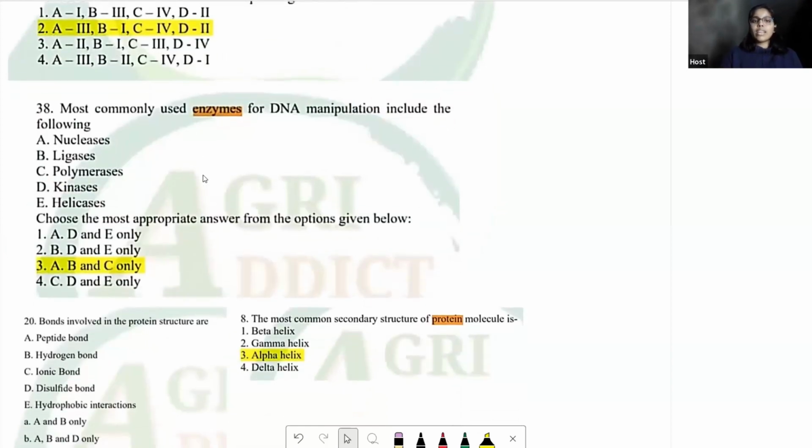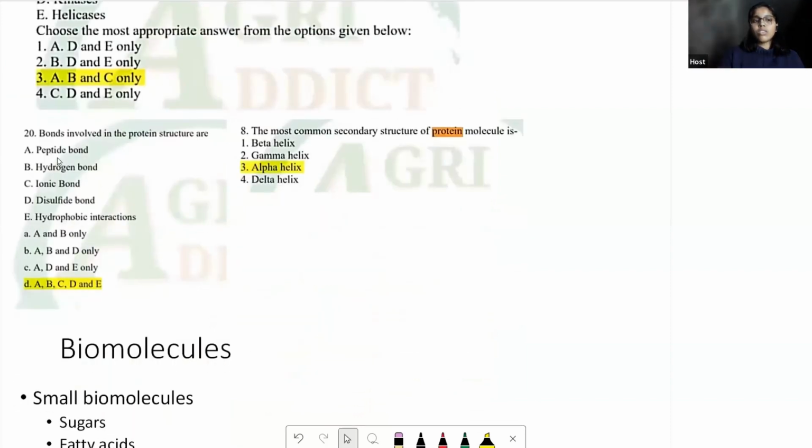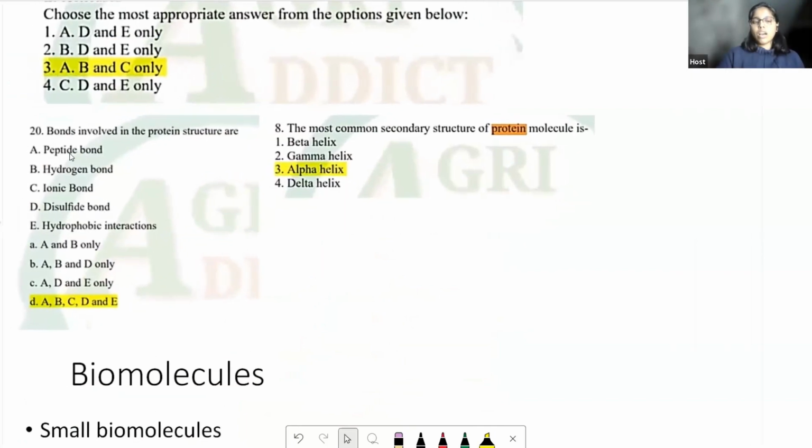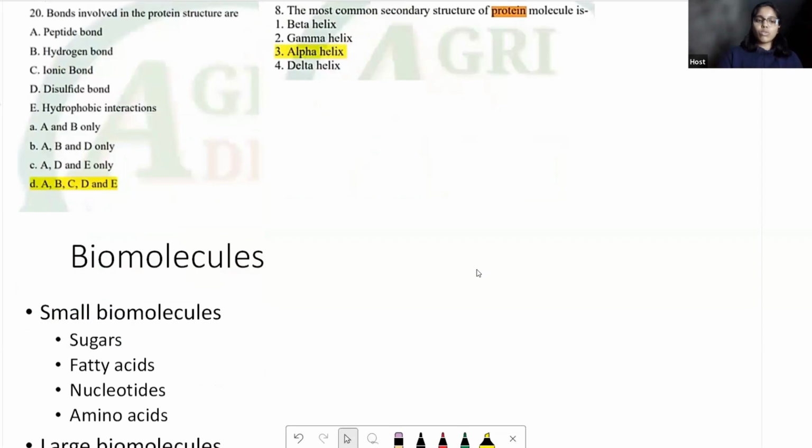But when it comes to enzymes for DNA manipulation like this, you need clear-cut concepts, like which enzyme does what. In this question, what are the bonds involved in the protein structure? For this, you need to know what are the primary, secondary, and tertiary structures. This question asks for the most common secondary structure of the protein molecule. For all these questions, you should know exactly what the protein structure is. That's why I'll be covering protein in the first class, and in later classes I'll be giving basics of other topics also.